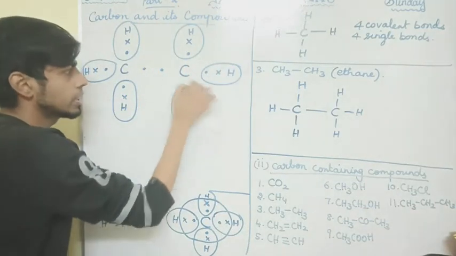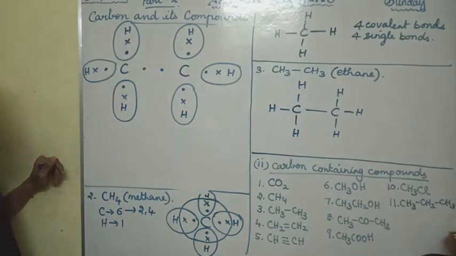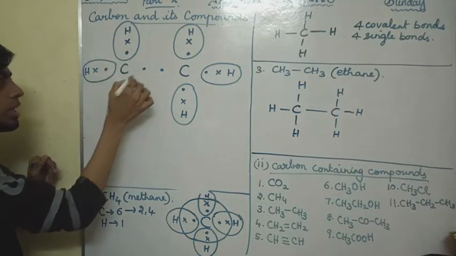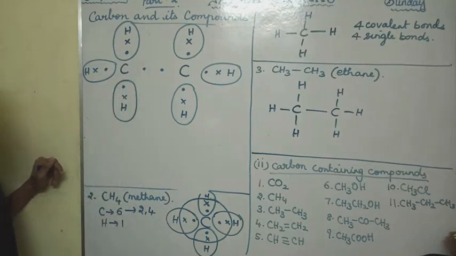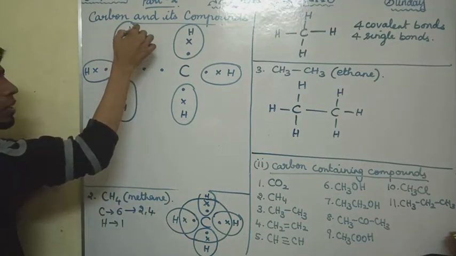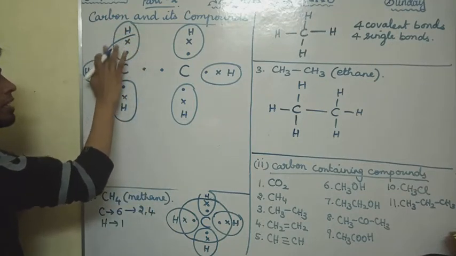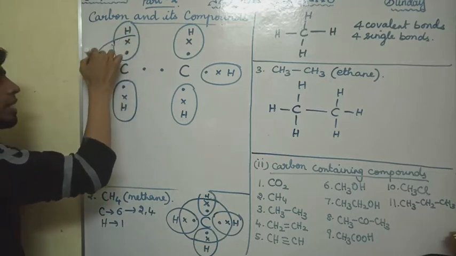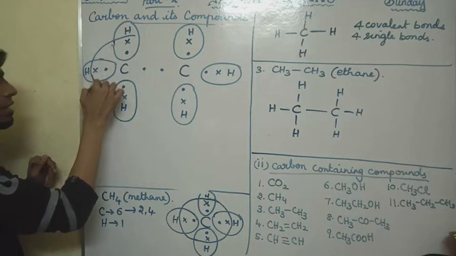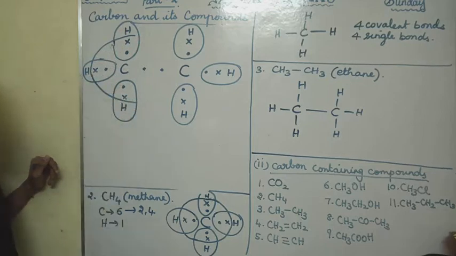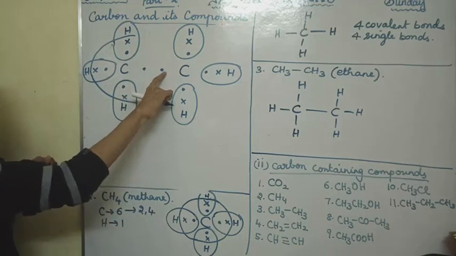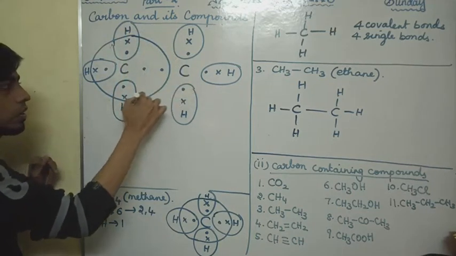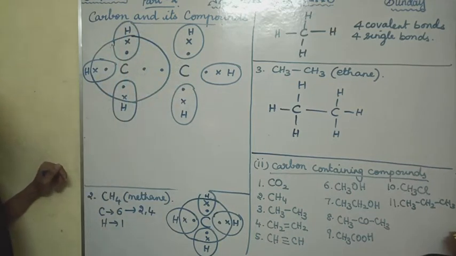For all the hydrogens you have to circle 2 dots. Now coming to this carbon, you see 1, 2, 3, 4. 4 electrons it is having. Fifth electron it will share from this hydrogen, sixth electron from this hydrogen, seventh electron from this hydrogen, and eighth electron from this carbon it will share. So I will get like this.